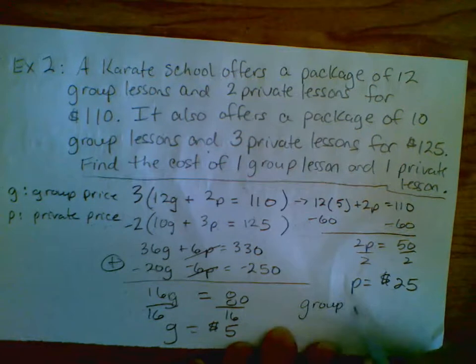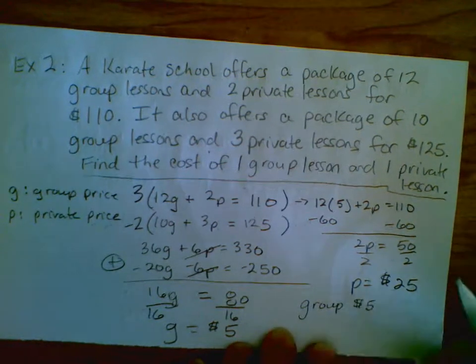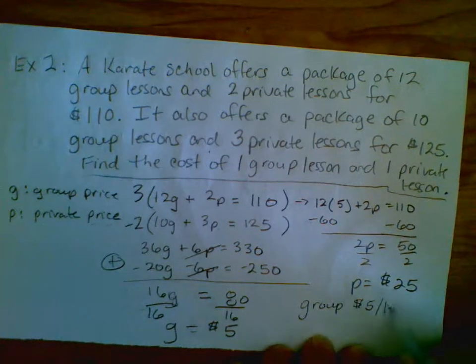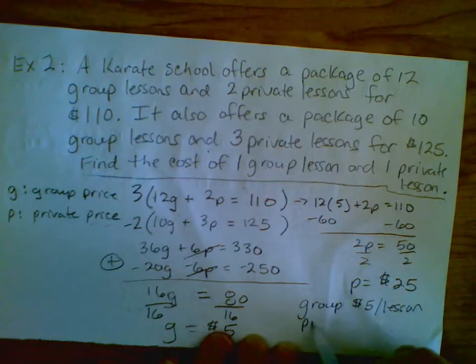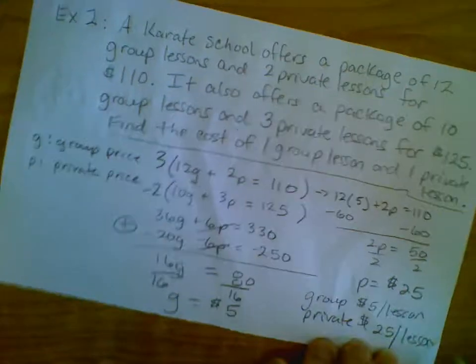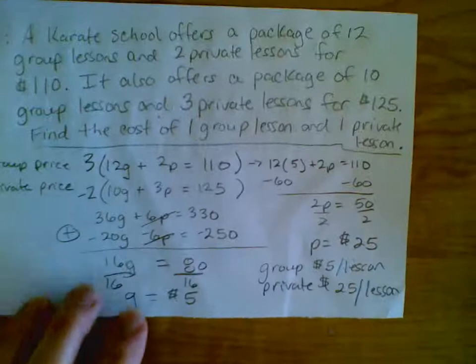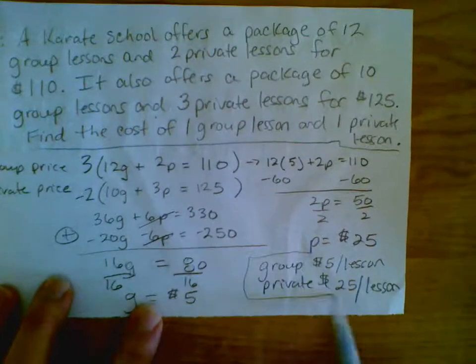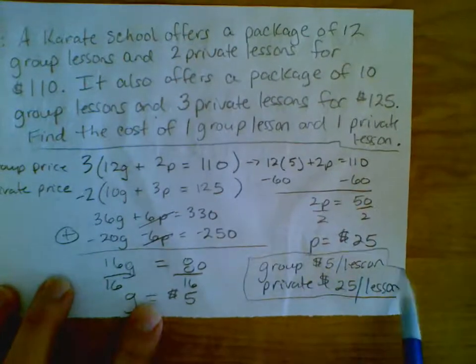So group is $5 per lesson, and private is $25 per lesson. So there's my interpretation of this solution.